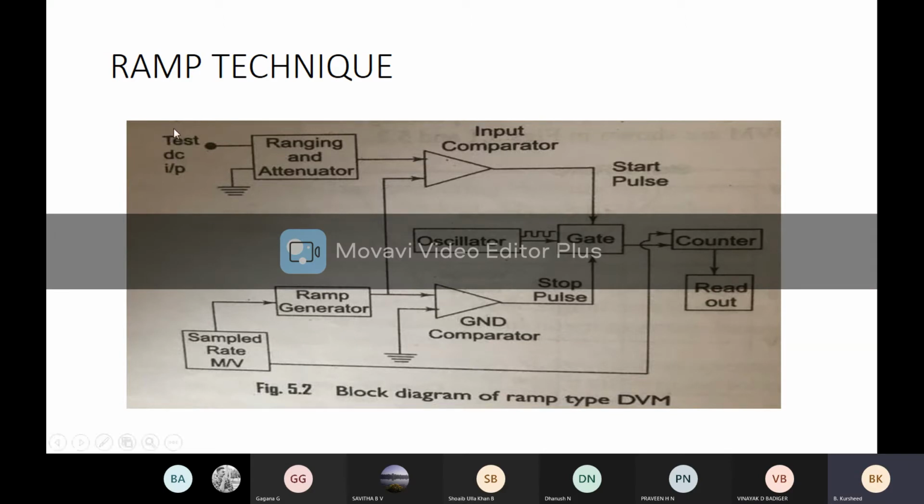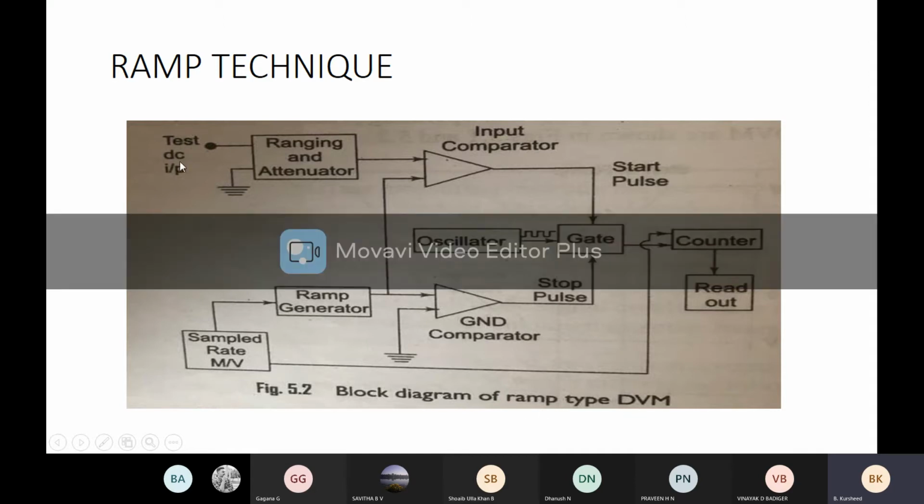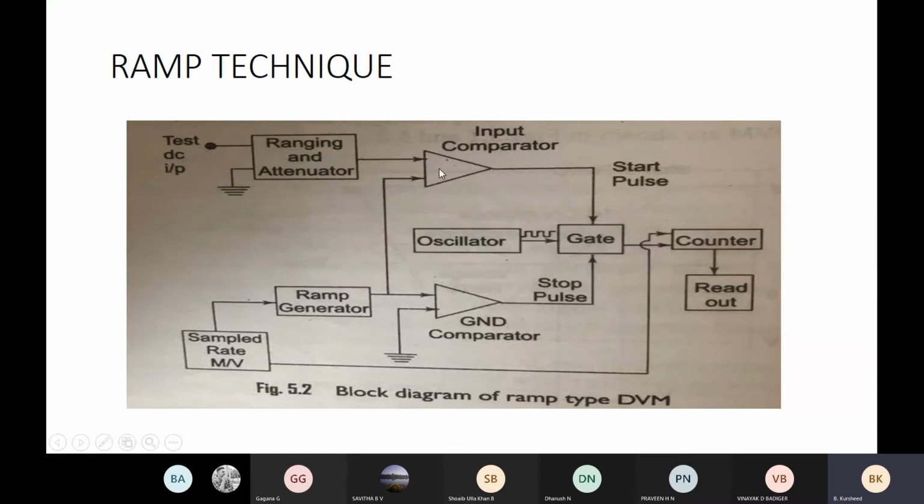Here, whatever the input value, the analog DC input whose digital value has to be displayed, this is the complete internal block diagram of a ramp type digital voltmeter. Whatever input voltage we are giving, the analog DC voltage which has to be converted into digital form, is given to a ranging and attenuator. Its output is given to the comparator, and there is one more input to the comparator.